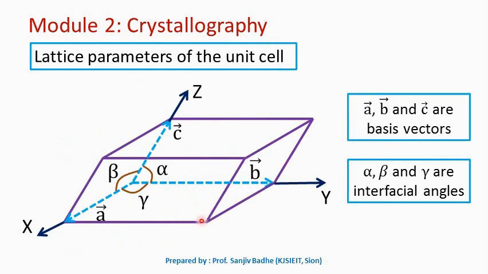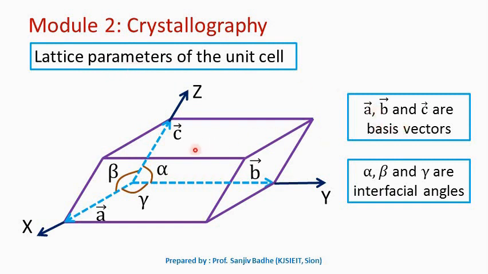So this is a sample three-dimensional unit cell. This unit cell can be completely described by three basis vectors a bar, b bar and c bar, and interfacial angles alpha, beta and gamma. A bar is the basis vector along x-axis, b bar along y-axis, c bar along z-axis. Alpha is the angle between xz plane and xy plane, beta is the angle between yz plane and xy plane, and gamma is the angle between xz plane and yz plane. These basis vectors and interfacial angles collectively are called the lattice parameters of the unit cell.